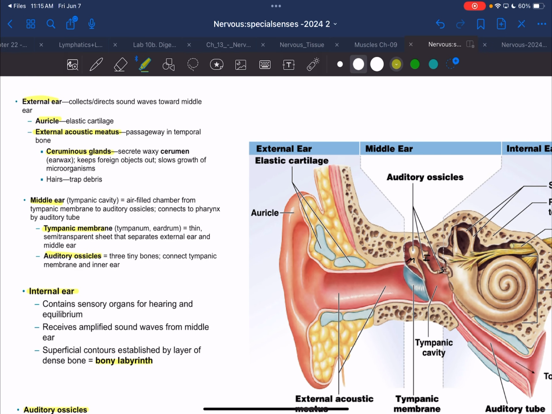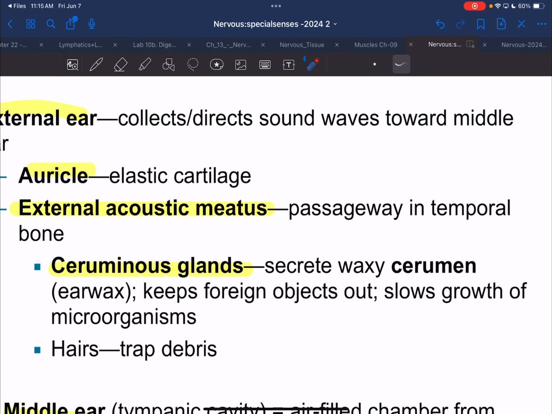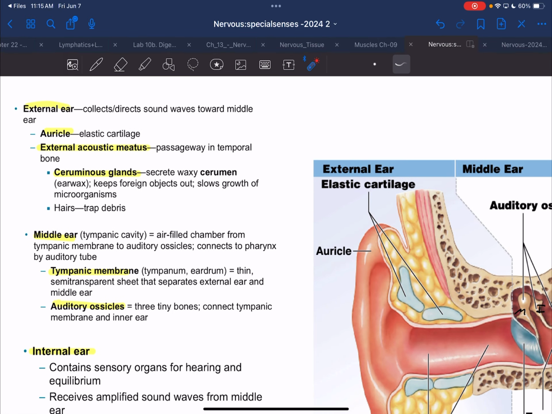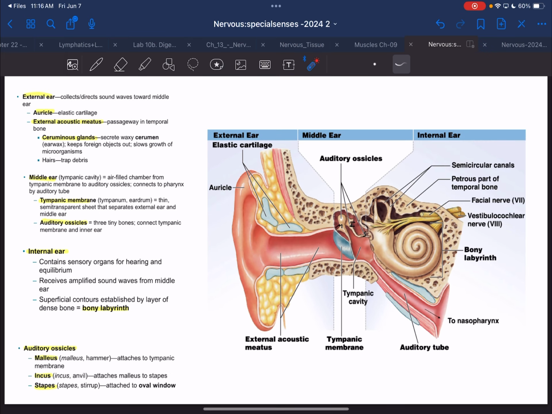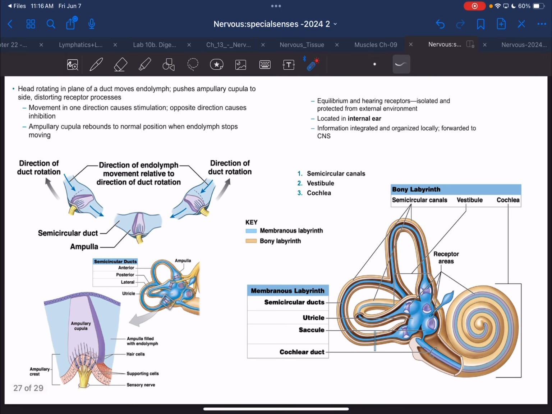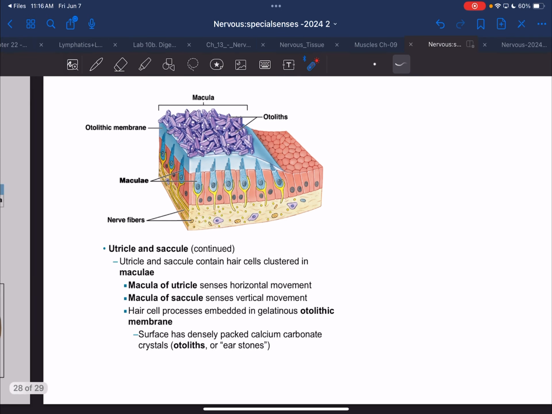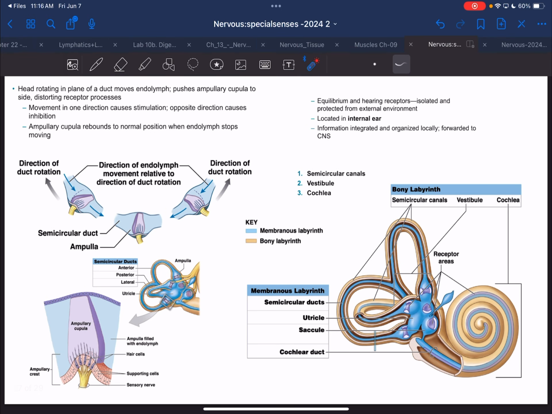And remember, elastic cartilage is found in the ear. The auricle is made out of elastic cartilage. And then hanging in there, we got the last little bit, which is just this page to end the class. This is more on the same page.